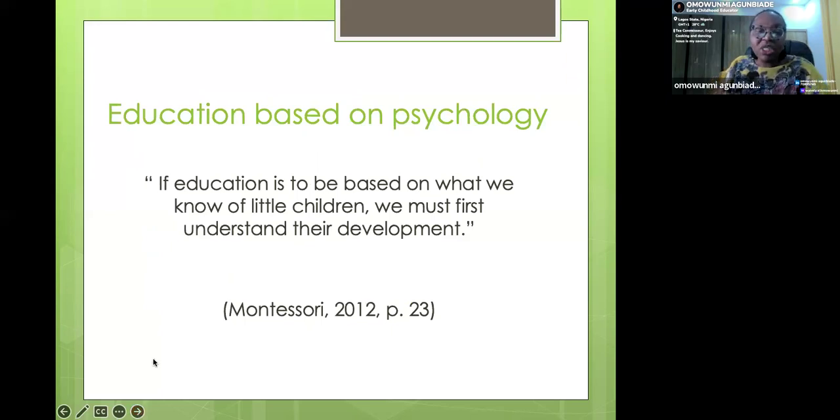Education based on psychology. If education is to be based on what we know of little children, what must we do? We must first understand their development. That is why we are going to use, I think it was 2 classes for child development. We have to, because if we do not, that's why we put pencil in the hand of a child whose wrist is not developed already. It's wahala. That's why a lot of us today, we have problem with handwriting.